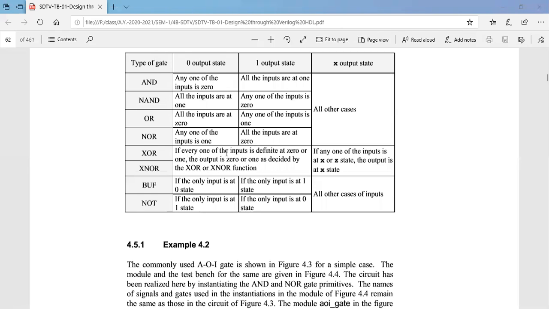If every one of the inputs is defined at 0 or 1, that means if both the inputs are at 0, its output is also 0. If both the inputs are at 1, its output will be 0 only. It has to be complement. If you have both the outputs, they have to be complements of each other, as decided by the XOR and XNOR functionality. Okay, the complement of XOR is XNOR, right?